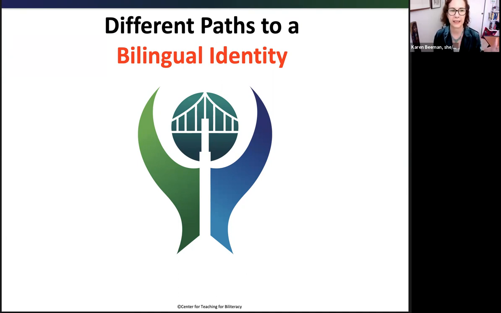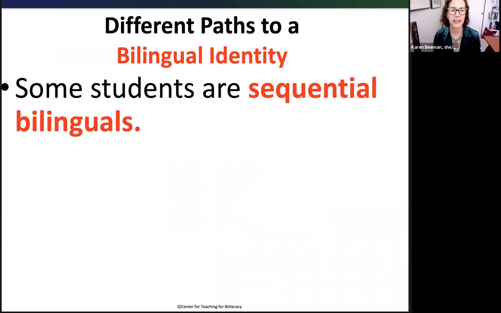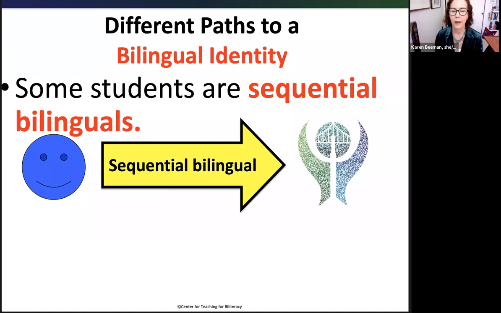so that we can think of the different paths that exist. So in the United States, we have some students that are sequential bilinguals. And if you think of my color coding and you see what I just put up here, these are blue students. Everything they know in English, and they're going to become bilingual by becoming fully developed. So everybody do this with me, sequential bilingual. So they know one language, they add on a second, and then they become fully developed bilinguals.